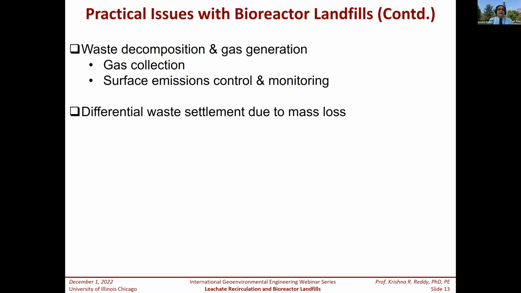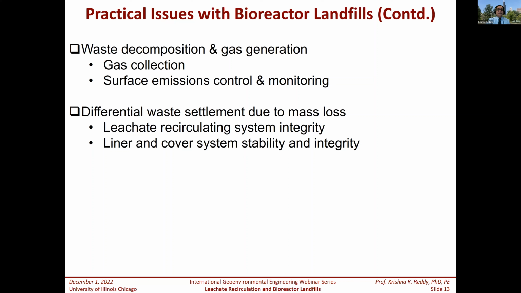And you could also have differential waste settlement due to mass loss, basically organic mass loss. You want to make sure that when you inject the leachate, if you don't get the leachate distributed uniformly, wherever you have high moisture, you may have high settlement. Wherever you have low moisture, low settlement, that will lead to differential settlement. If you have differential settlement, you have a leachate recirculation system within the waste that could be damaged.